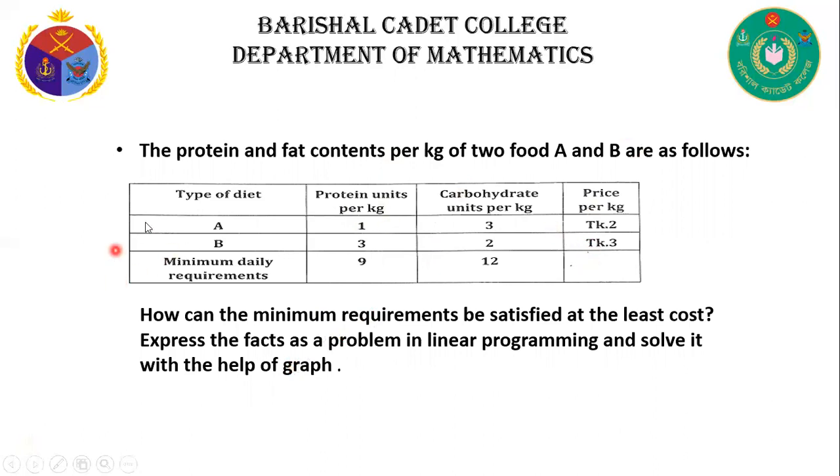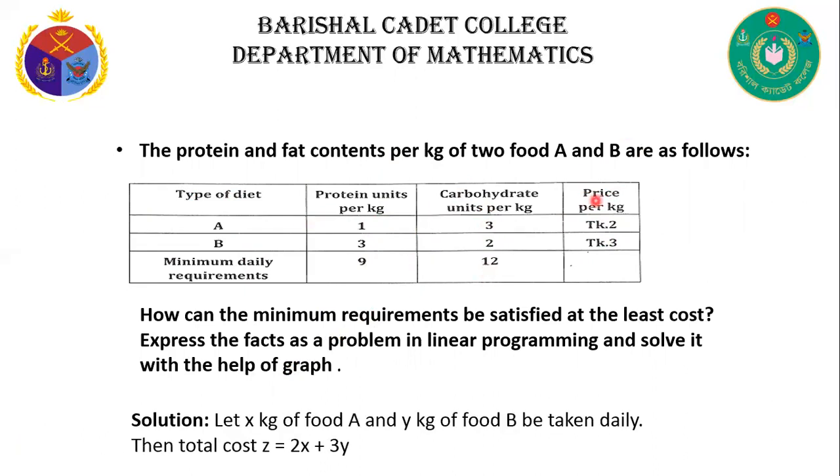Almost all the problems, when given this type of chart, Z is the price in taka, or profit or loss, given in the last column. This we consider Z, and these are the conditions: first condition 1, 3 and 9, and second condition 3, 2 and 12. Now let us put it mathematically. Let us try to write the data mathematically.